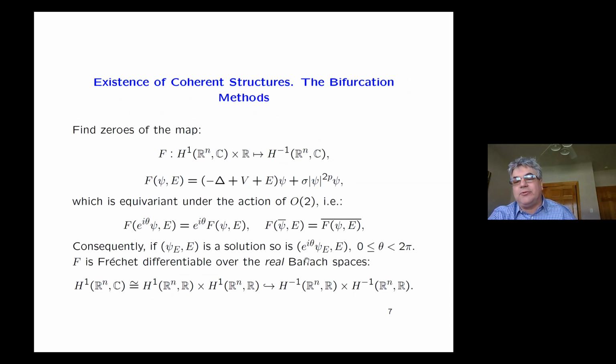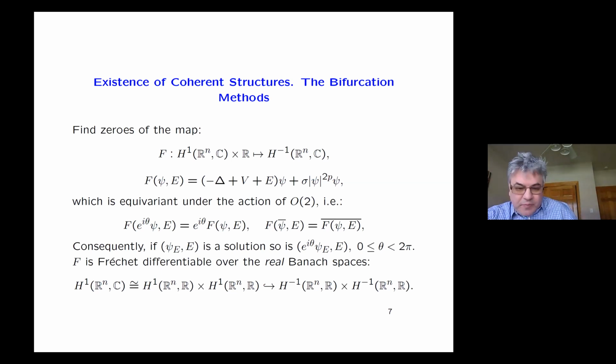So in particular, I want you to realize that if I find a coherent structure, a solution psi E, and I rotate it, I get a new solution because of this condition here, equivariance under rotation. And by my assumption that the nonlinearity will be a C1 function over the reals, if I work over the reals, so I'm looking at functions psi that are in H1 defined on R^n, with values in complex numbers, I look at the real and the imaginary part of them. So I do the representation of this space as a Cartesian product of this.